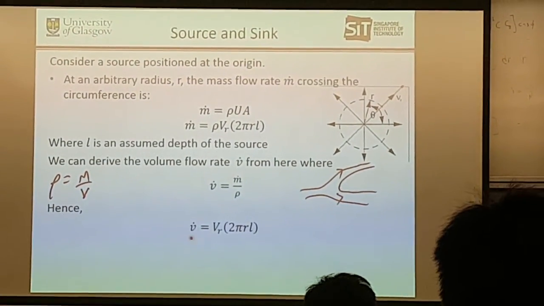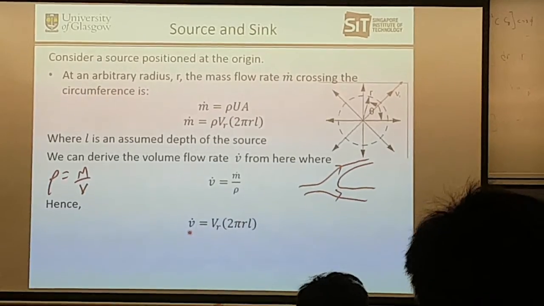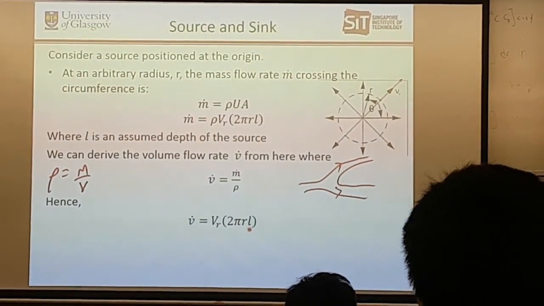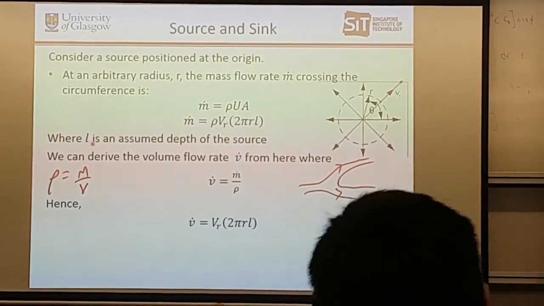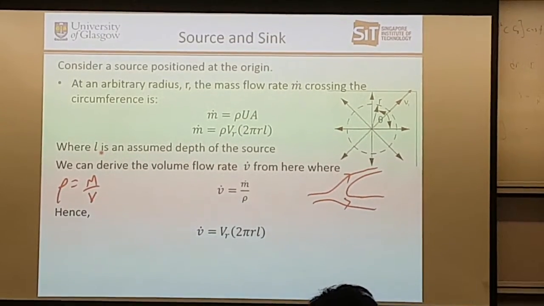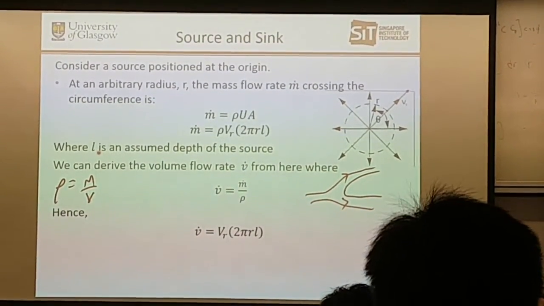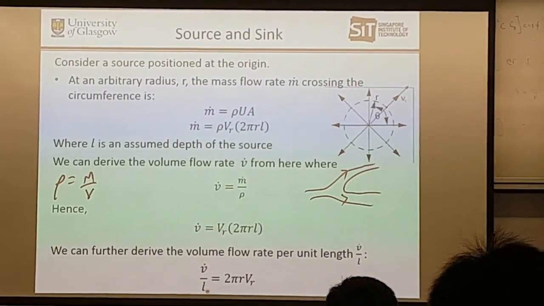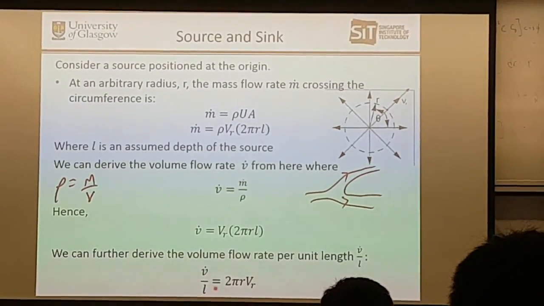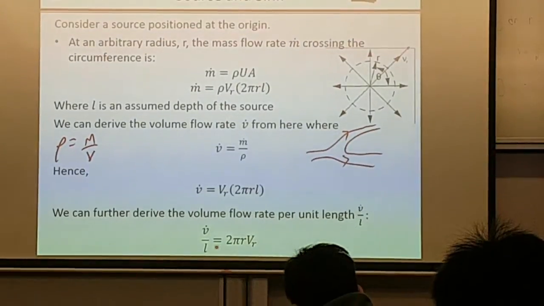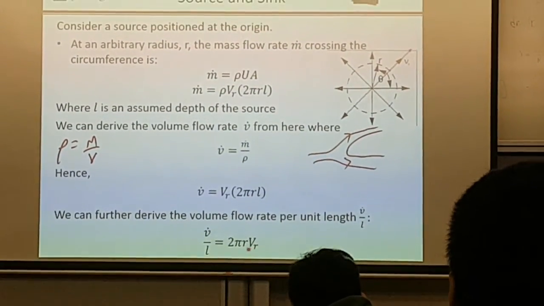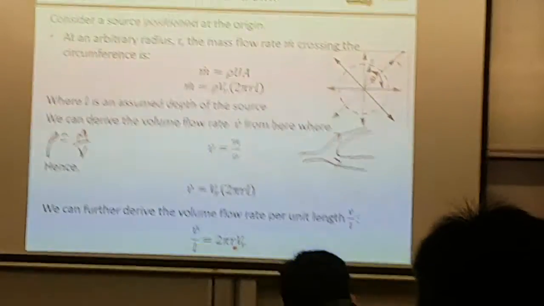What you can do is to further divide the volume flow rate per unit length, because L is the length that we assume. So if I want to have my equation irrespective of the length, I do it per unit length. So it's V dot over L here. Then I just get my 2 pi r times my radial velocity.